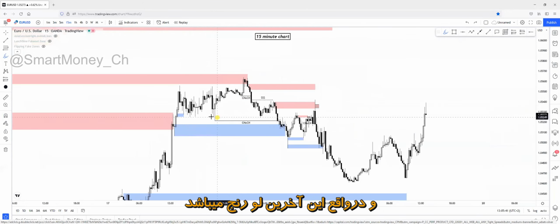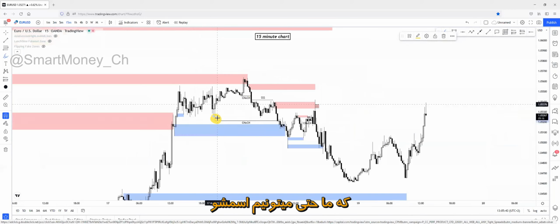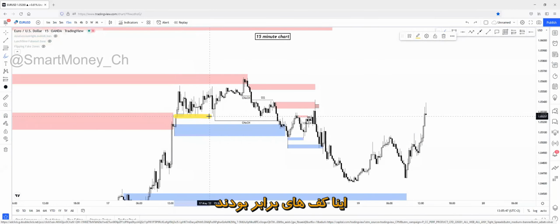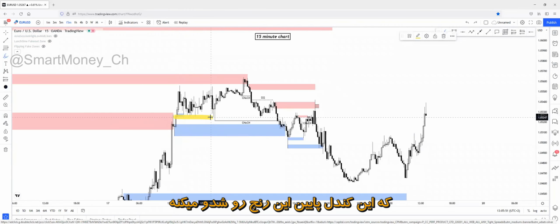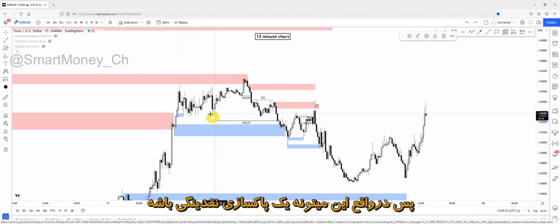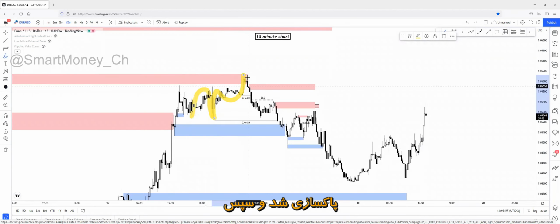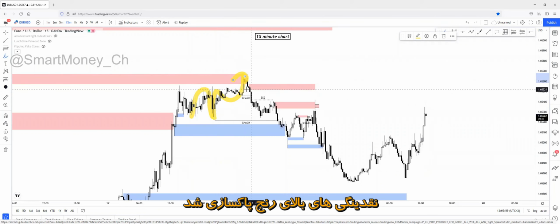And basically that was the lowest point of the range, or we could even call this a range low sweep because as you can see, these were equal bottoms. This candle has closed, a wick below the range. So basically this could have been a liquidity sweep. So the downside range has been swept first and the upside range has been swept later.